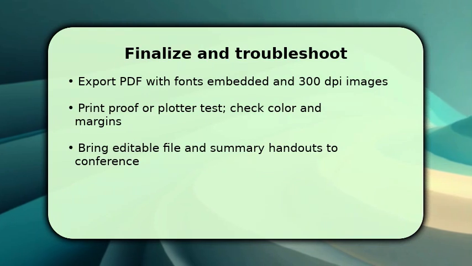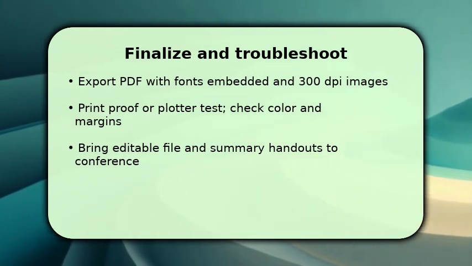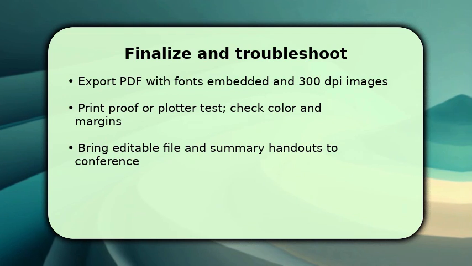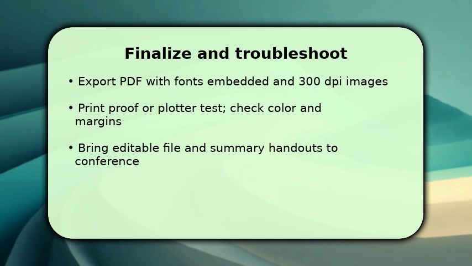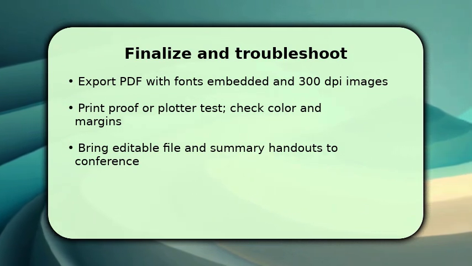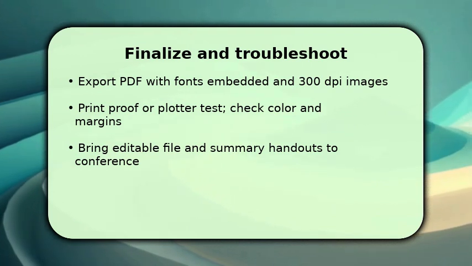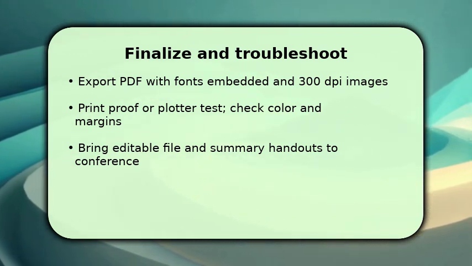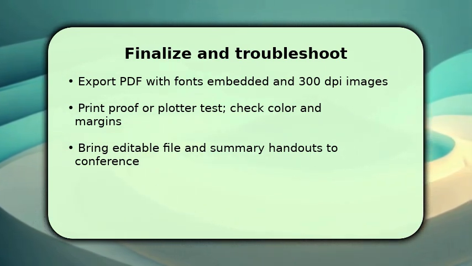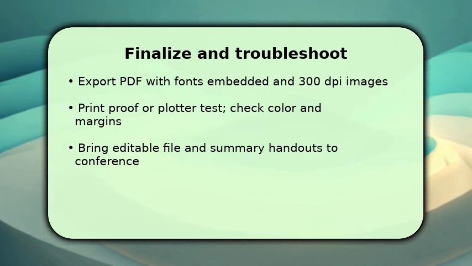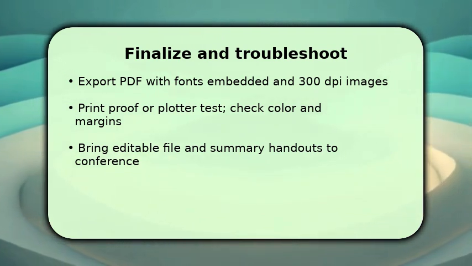Finish by exporting a PDF with fonts embedded and images at 300 dpi, because print shops require print-ready files. Before sending to print, do a proof, either a small-scale print or a plotter test to confirm colors, margins, and legibility. Once satisfied, order printing and prepare a single-page handout or QR code linking to your full paper. If colors or fonts shift in print, request a soft proof from the printer and swap CMYK-safe colors. This quick check fixes most last-minute issues.